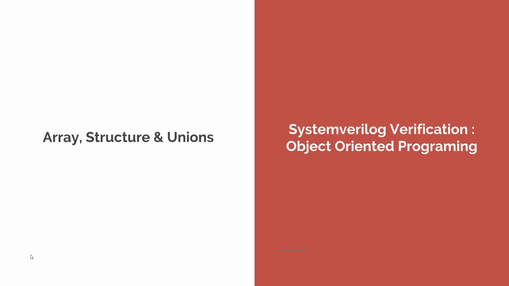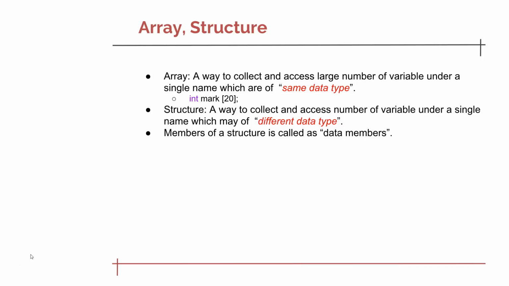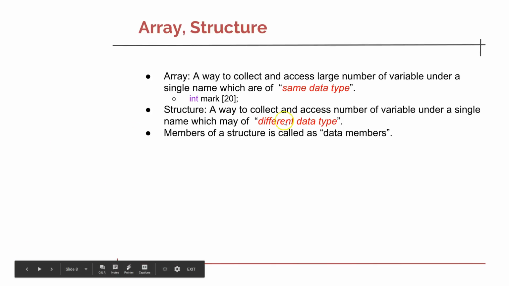Array, structure and union. Before learning classes in detail, you should refresh the concept of using an array, a structure and a union in a programming language. As you might know, an array is a way to collect and access a large number of variables under a single name, and the speciality is that all those variables should be of the same data type. Here is an example, an integer array int mark of 20.